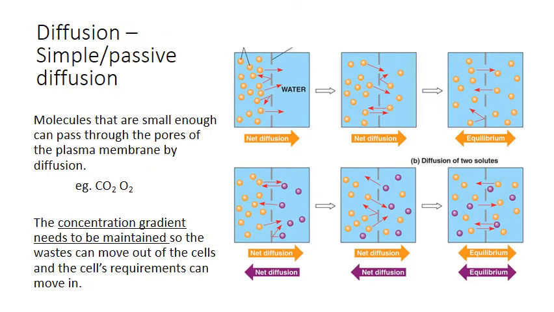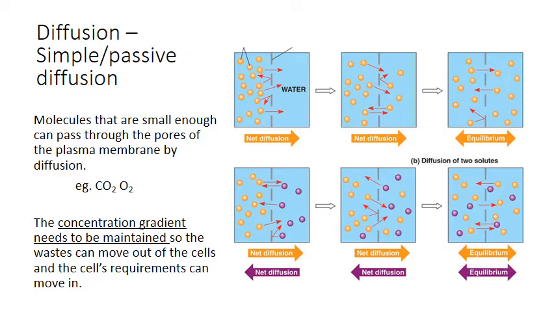So if we look at this one again, there are a few examples of things that can pass through the plasma membrane by diffusion. It's carbon dioxide and oxygen, the two that we were just talking about before, and that concentration needs to be maintained. So if you think about carbon dioxide, it's a waste product in our body. We don't really want it there, but we're always producing it. So how are we able to get rid of it?